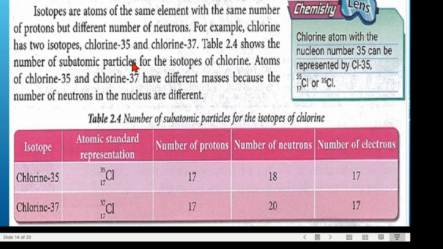Okay. Atom of chlorine 35 and chlorine 37 have different masses because the number of neutron in the nucleus are different. Okay. So ini yang 35 and 37 ini, nuclear number adalah sama dengan dia punya relative atomic mass dia. Okay. So oleh kerana the number of neutron tidak sama di sini dan di sini, so dia punya mass pun akan berbeza nanti. Okay.